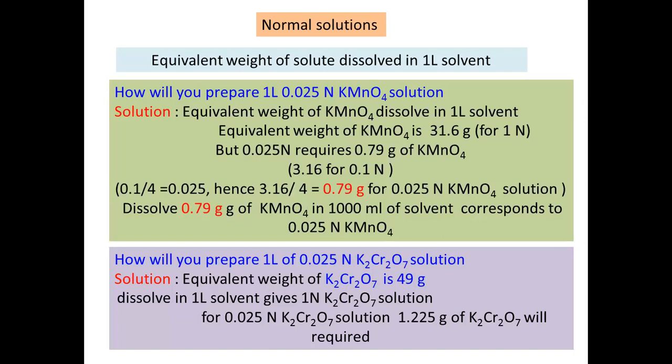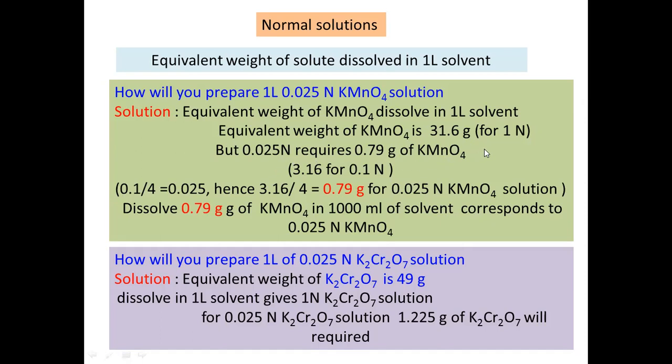Normal solution is another important solution that we use in the laboratory. How to prepare a normal solution? For every type of normal solution preparation, we take into consideration the equivalent weight of that particular solute. When the equivalent weight of solute is dissolved in 1 liter of solvent, that corresponds to a one normal solution. So how will you prepare 1 liter of 0.025 normal KMnO4 solution? For this, we should know the equivalent weight of KMnO4. Equivalent weight of KMnO4 is 31.6 gram for one normal, but we require 0.025 normal.